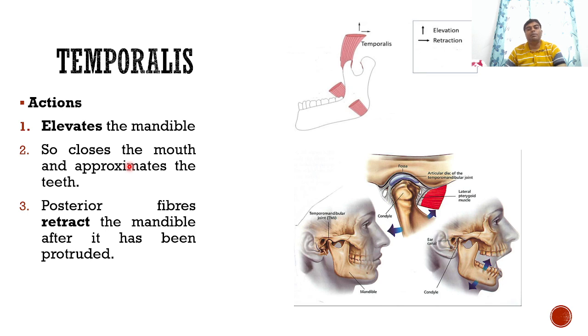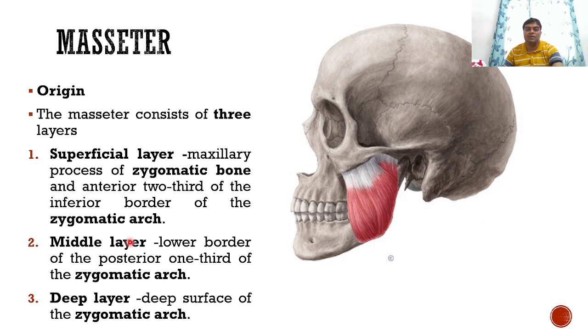So, what is the action of temporalis? Temporalis is basically pulling the mandible upwards. So, it will elevate the mandible. It is helpful in closing the open mouth. So, this will help in closing the mouth, and the posterior fibers will help in retraction. So, they will pull the mandible backward. So, these are the actions of the temporalis muscle.